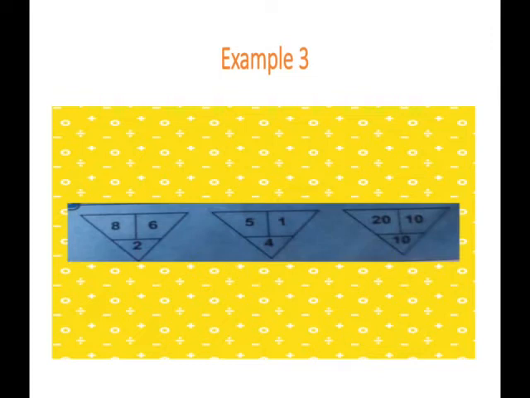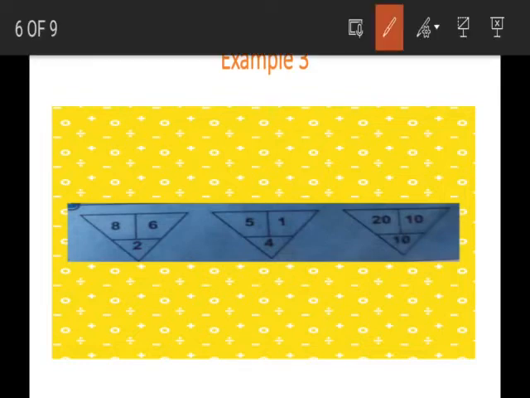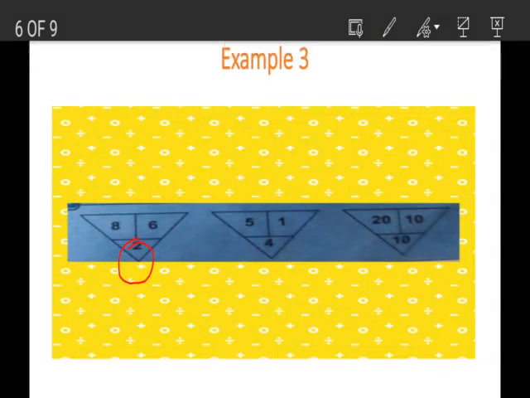We have the very first one, which is the first triangle. We have 3 numbers, which is 8, 6, and 2. The next one we have 5, 1, and 4. And lastly, 20, 10. At the bottom we have 10. Now, let's take the very first one, which has the numbers 8, 6, and 2. Now, assuming 2 was not given, which is 2 at the base, what do we do?